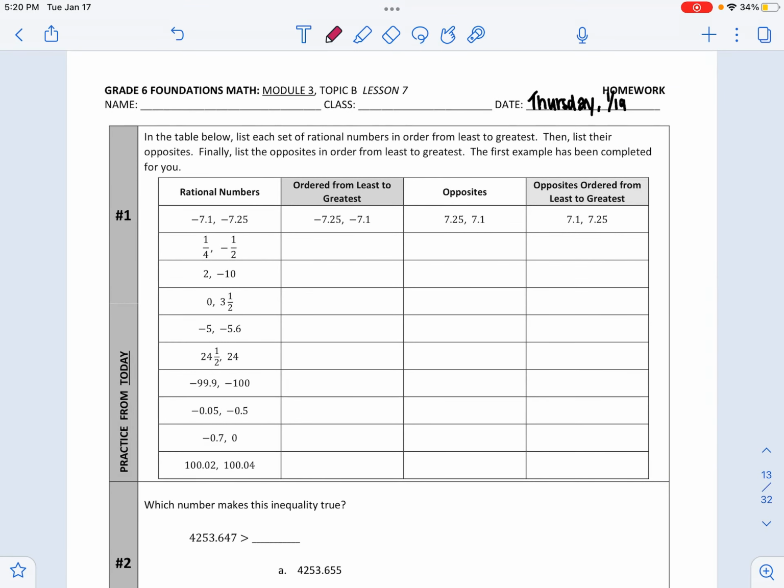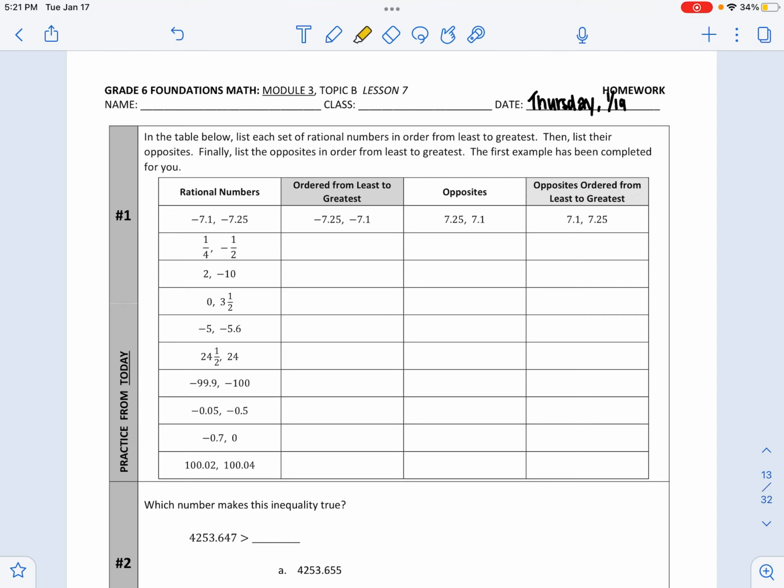This video covers Morehouse's homework for Thursday, January 19th. Question 1. In the table below, list each of the rational numbers in order from least to greatest. Then, list their opposites. Finally, list the opposites in order from least to greatest. The first example has been completed for you.